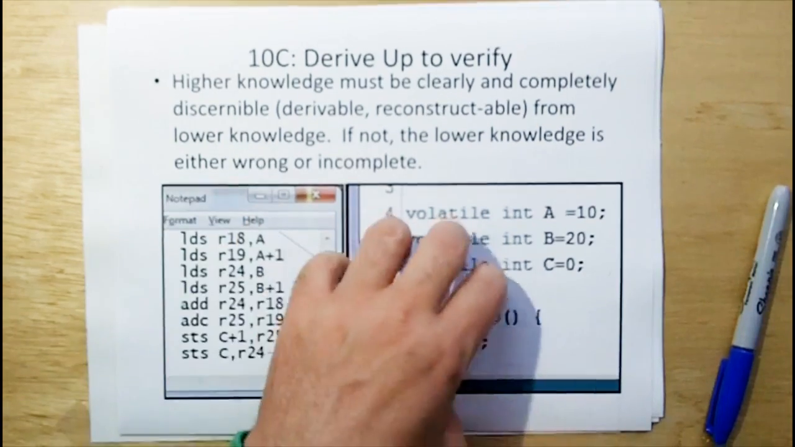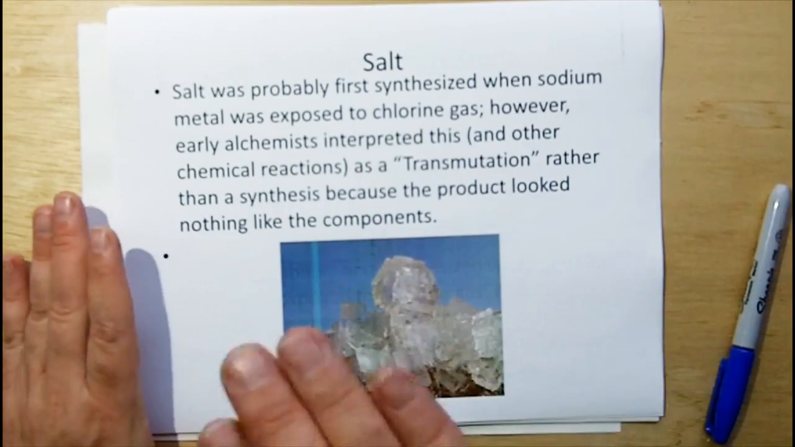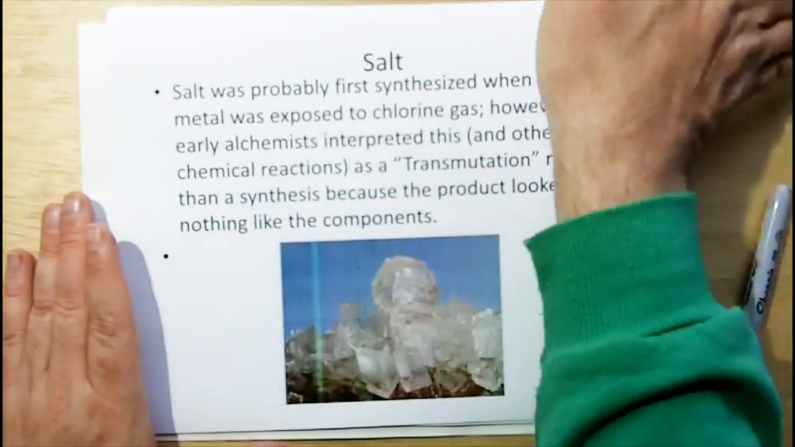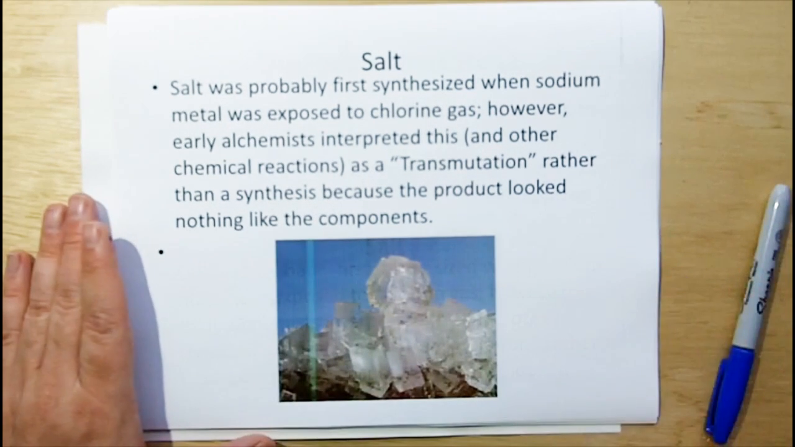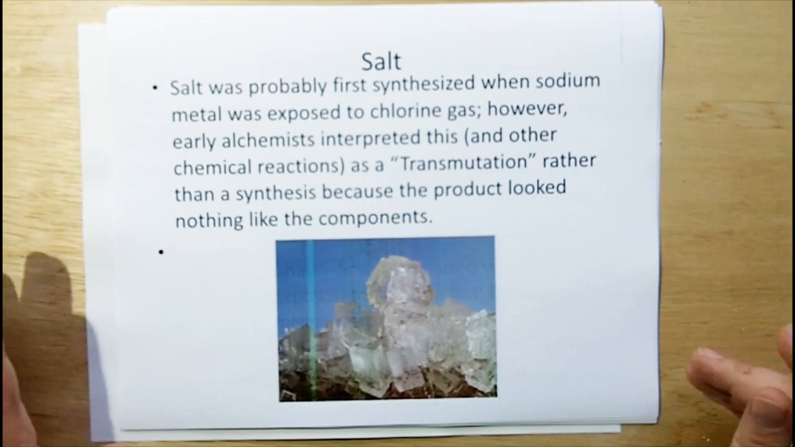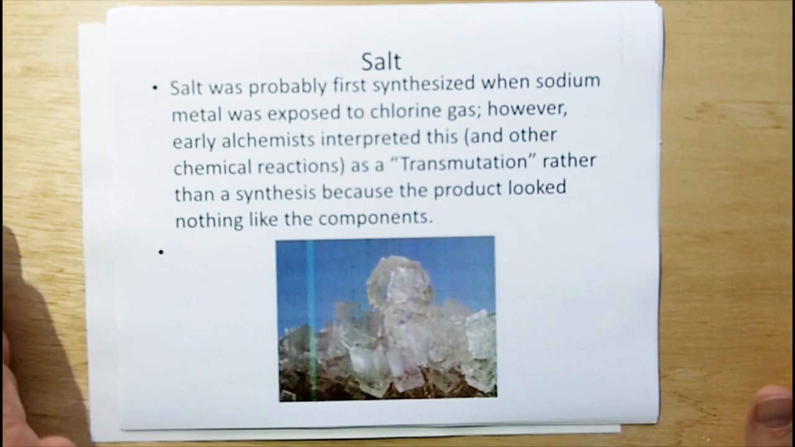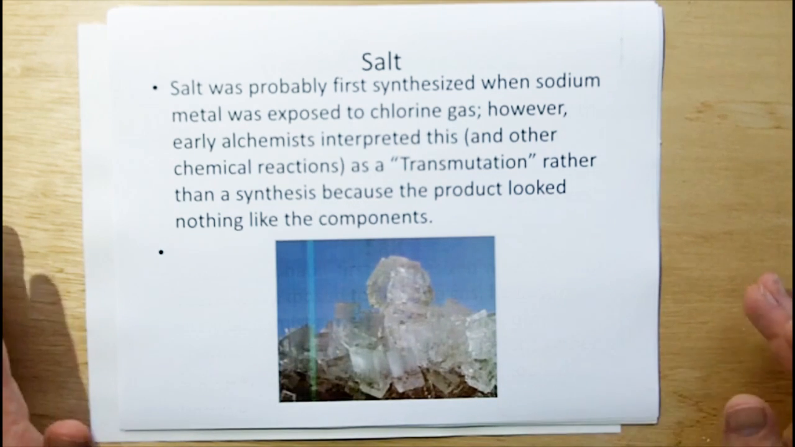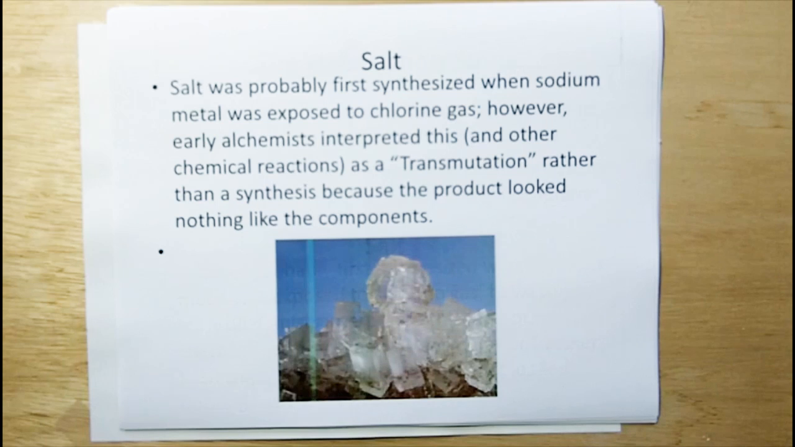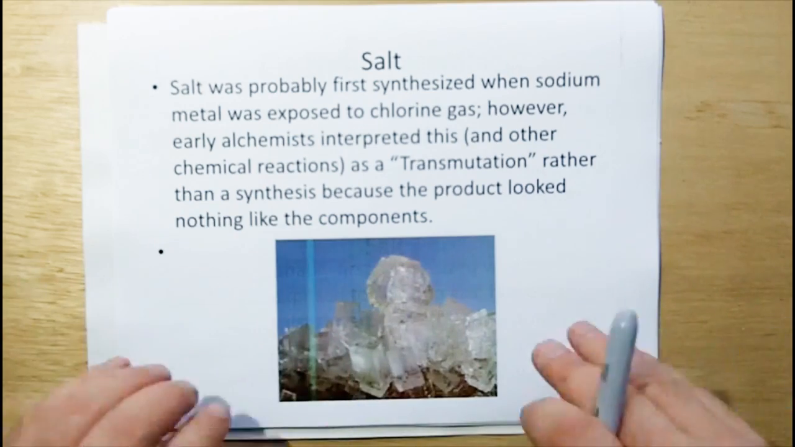Make sure that they agree. Now let me say the same thing, but I'm going to go in a long roundabout way. Salt was probably first synthesized when sodium metal was exposed to chlorine gas. However, early alchemists interpreted this and other chemical reactions as a transmutation rather than a synthesis because the products look nothing like the components. So it looked like a transmutation.